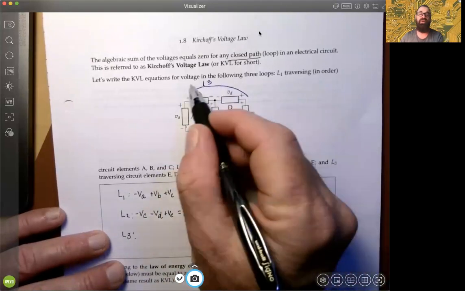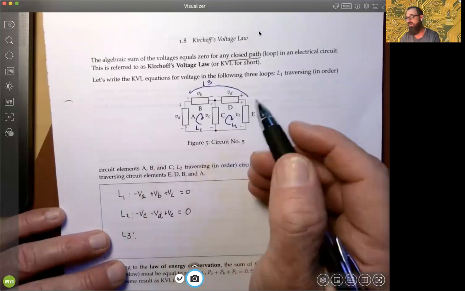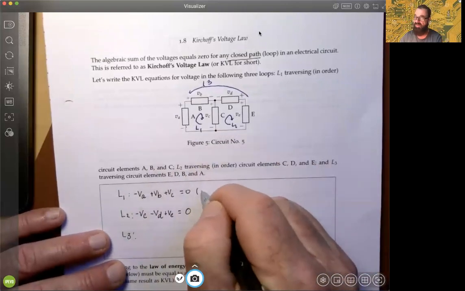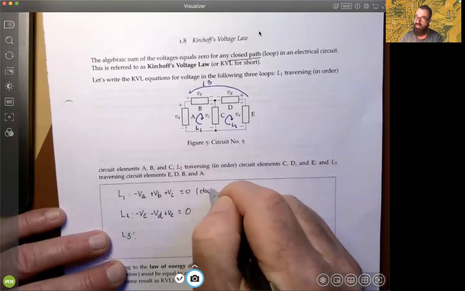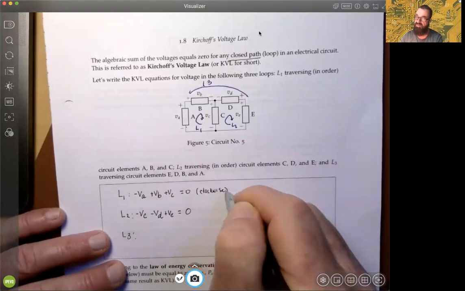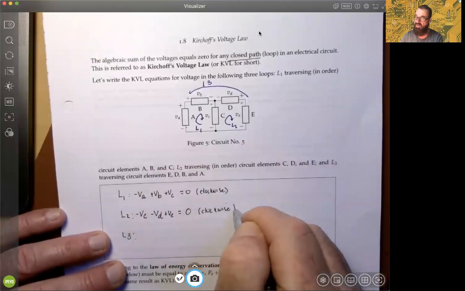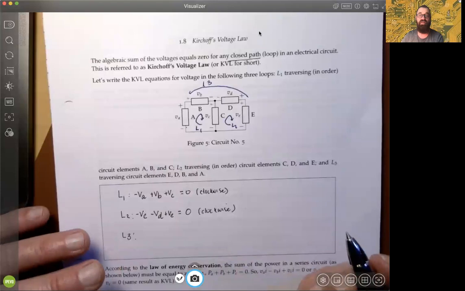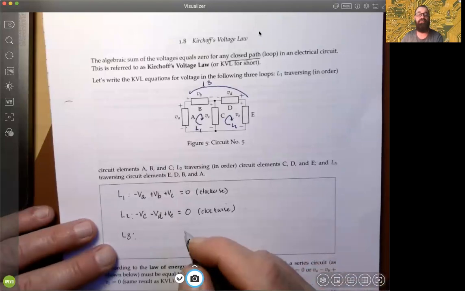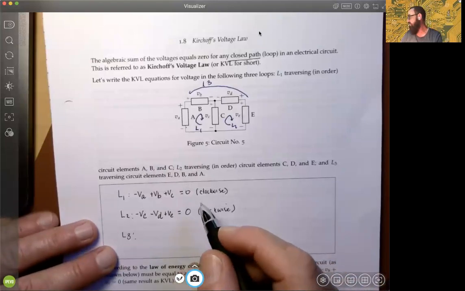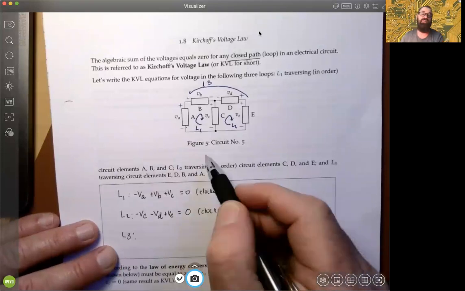Finally, with 3, we're going around the outside, and maybe it's sometimes useful to say how the KVL loop was executed. So those two were clockwise. And this other one, we're going to go counterclockwise, or anti-clockwise, okay? So it doesn't matter where you start, but let's just start at A.